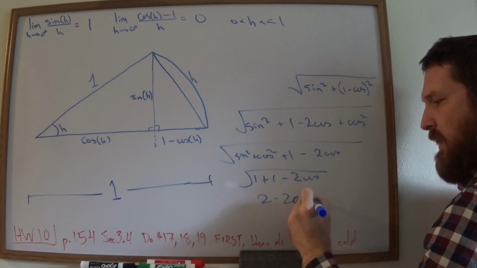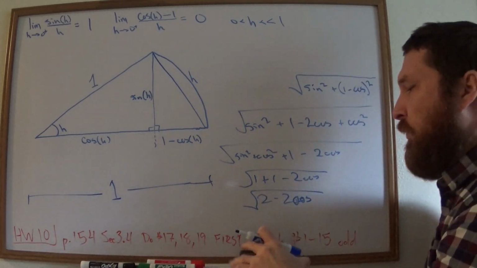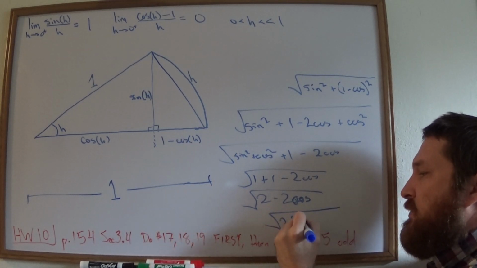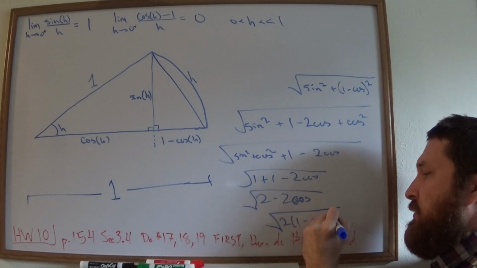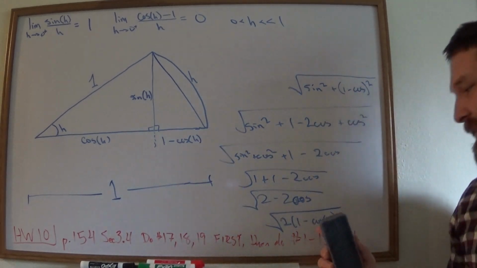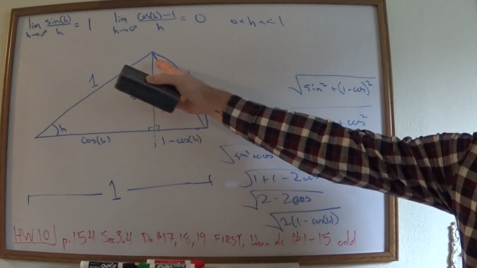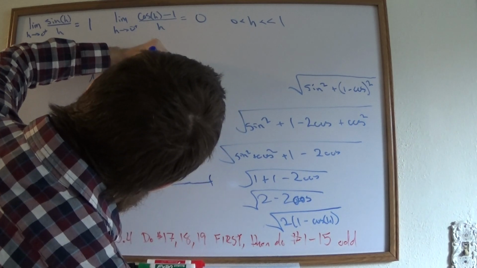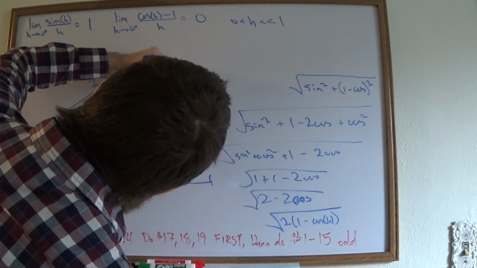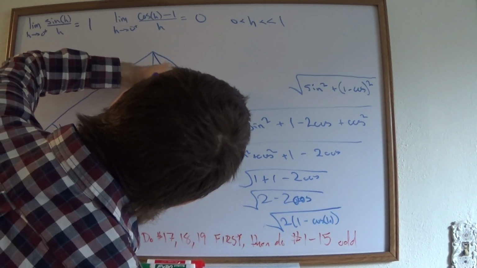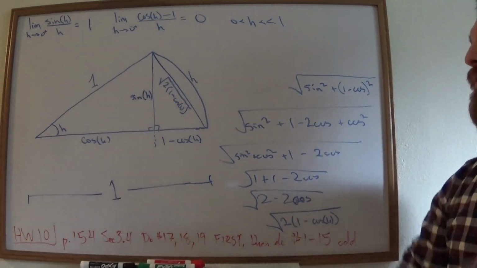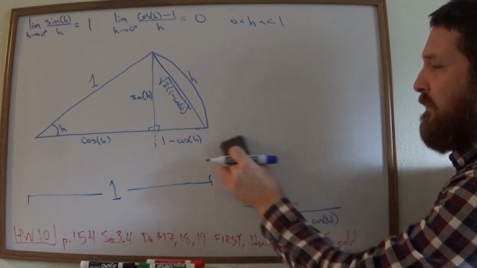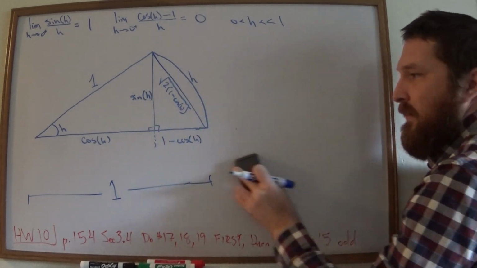Now, we could leave it there, but what's going to help us later is if I write this as 2 times 1 minus cosine h. Like that. Everybody buy that? That's the length of this guy right here. So I'm going to write it like this: the square root of 2 times 1 minus cosine h, all in that root.